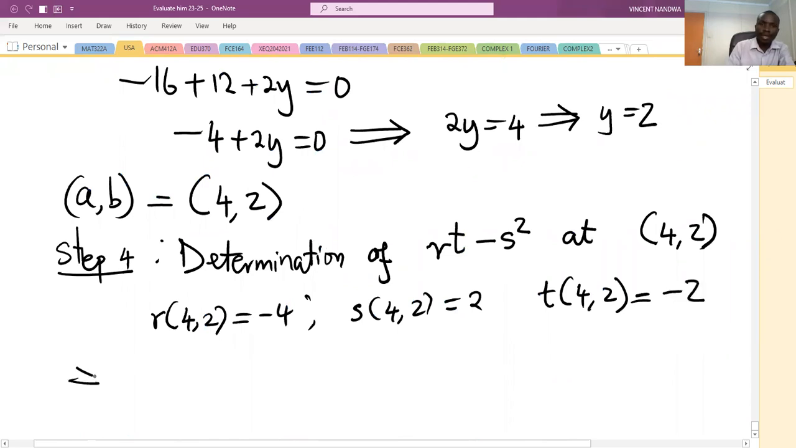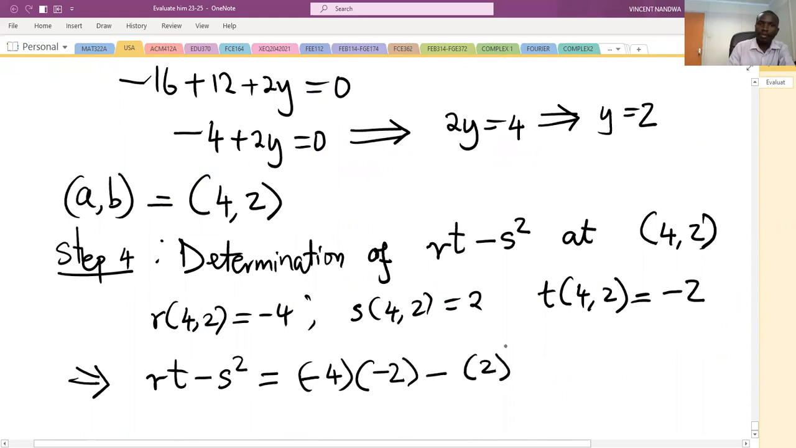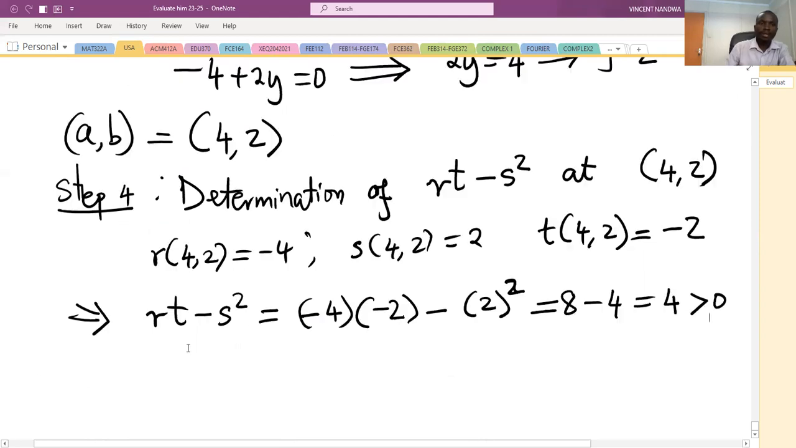So therefore, this implies that RT minus S squared will be minus 4 times minus 2, minus 2 squared. So this will be 8 minus 4, which is 4, and 4 is positive. So it tells us that the difference RT minus S squared is positive. So when it's positive, it implies that a relative extremum, or an extreme value, exists.